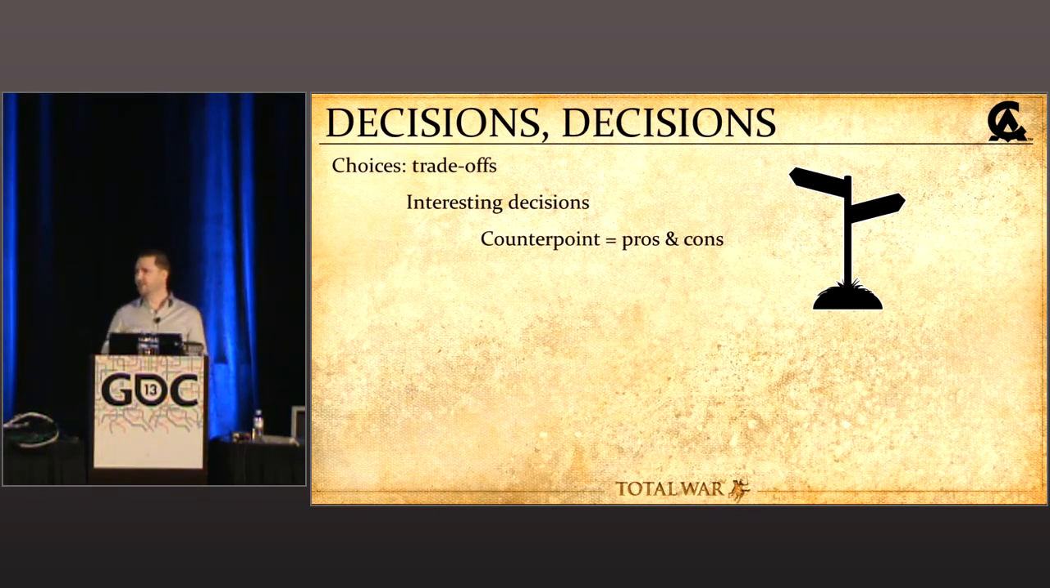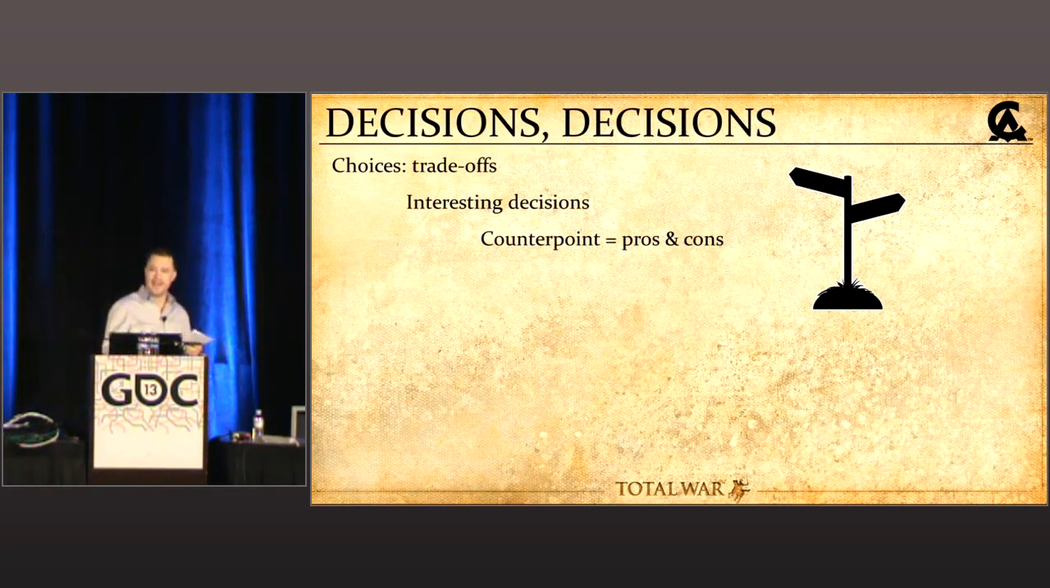Do I build this building that lets me recruit this unit, or do I build that building that, I don't know, gives a defensive bonus to an existing army? Do I move my army into this region to cripple my enemy, or do I move it to that region to, I don't know, capture a particularly valuable gold mine? But the concept applies equally across genres, really.